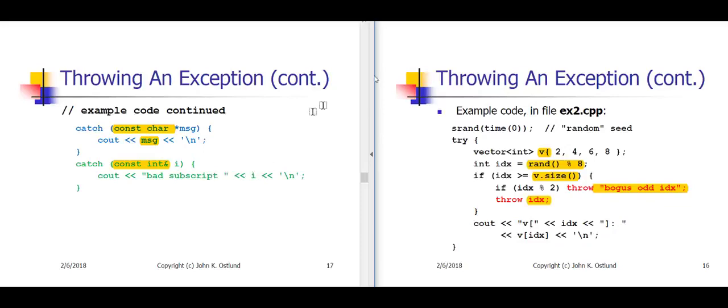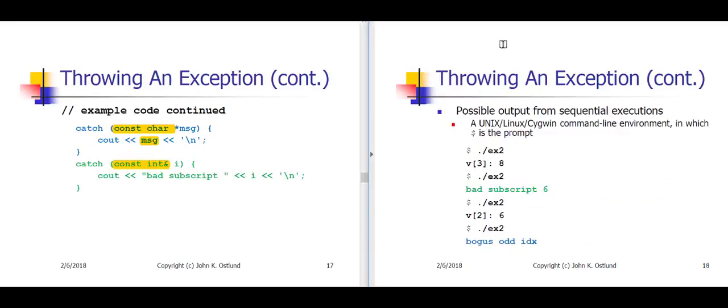Here on slide 18, I have a few test executions of this little program containing this try block with these 2 throws and these 2 catches. The $ symbol here is the Linux prompt, or the Unix prompt, or the Cygwin prompt. You can install Cygwin on Windows. Cygwin provides a Linux-like command line environment with a bash shell and the whole collection of Unix/Linux commands.